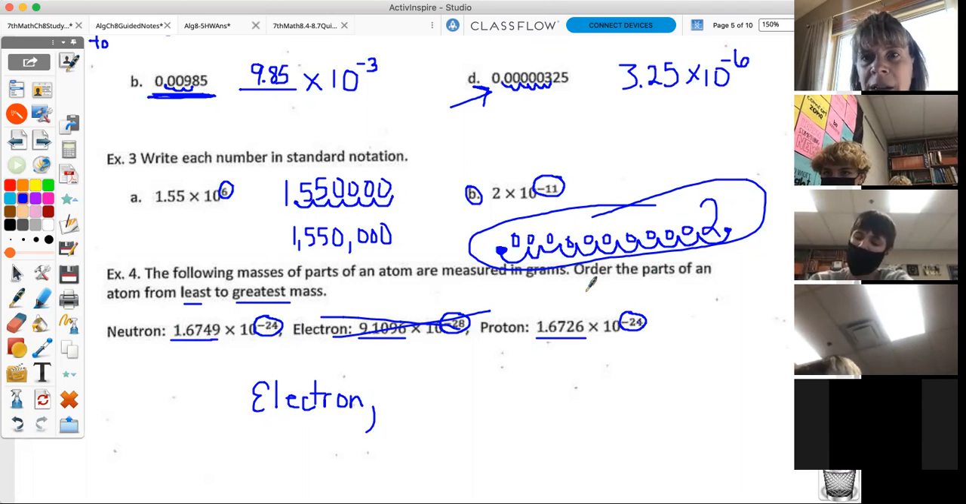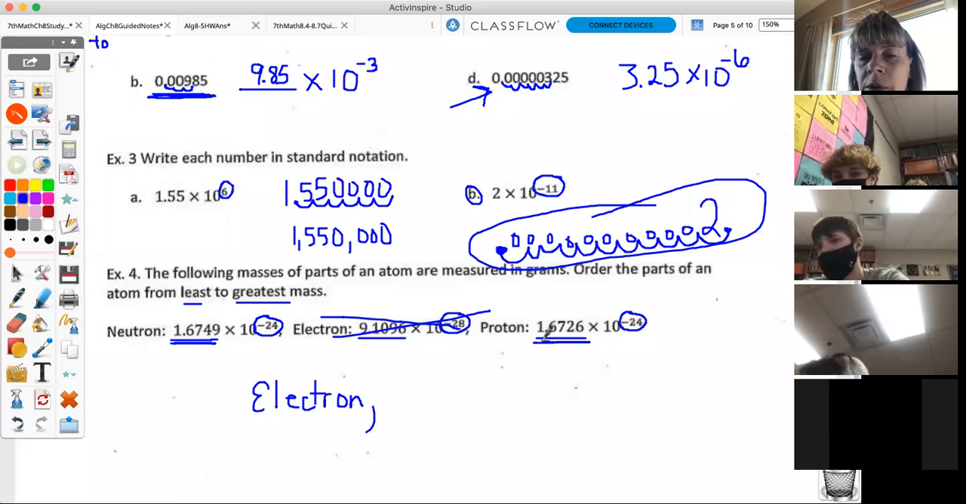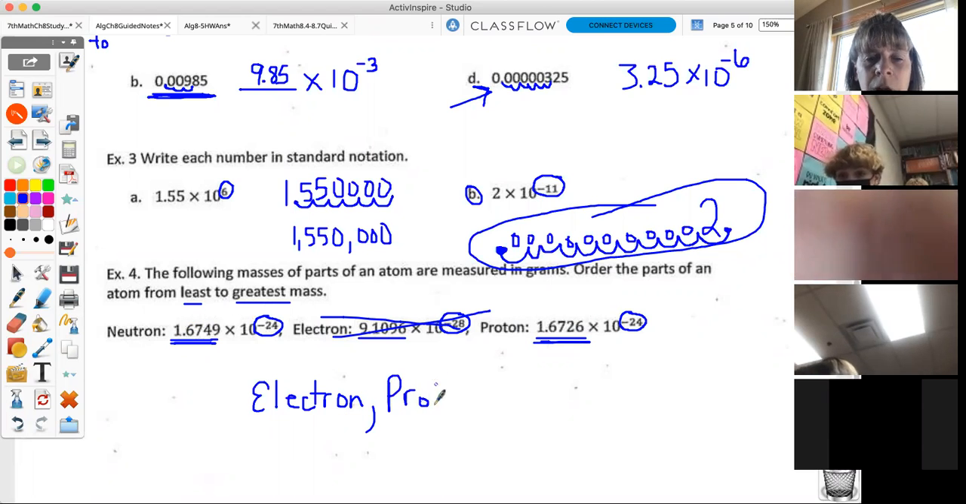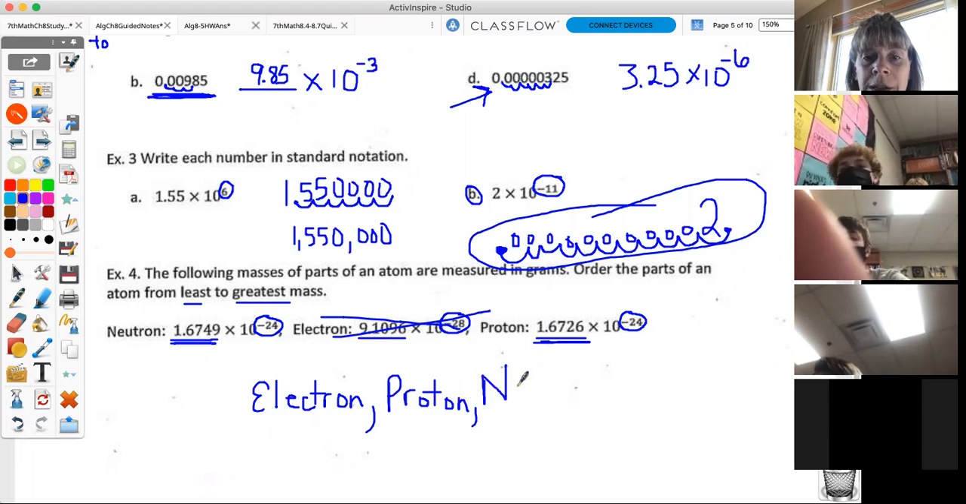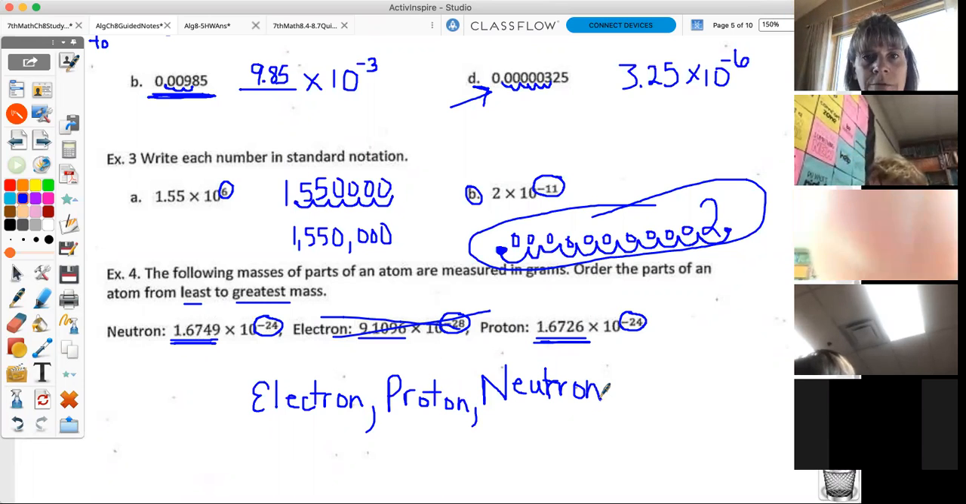Since they have the same exponent, now you can go ahead and look at the actual number out front, the number between 1 and 10. And let's see, this one, 1.6726 is less than the neutron. So the proton would come first, or second actually, because it's after the electron. And then we would have the neutron. Does that make sense? Always look at your exponent first. And then go to the number in the front. That's how you're going to compare numbers when they're in scientific notation form.